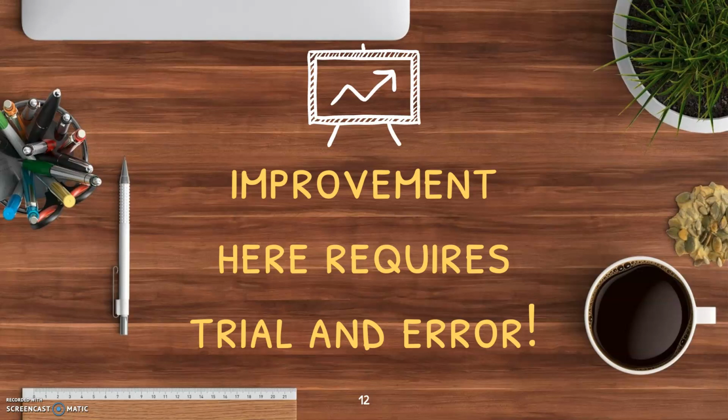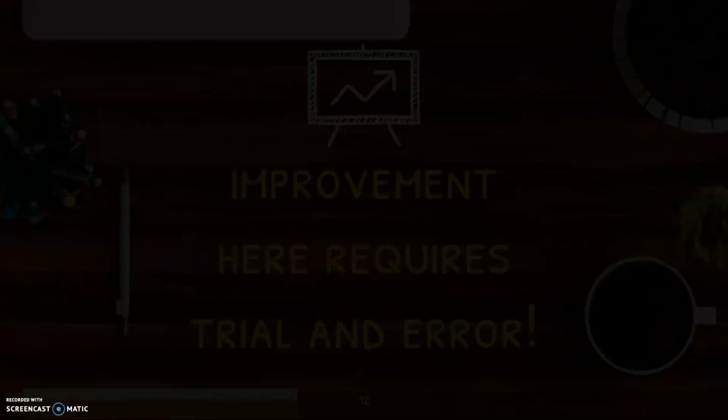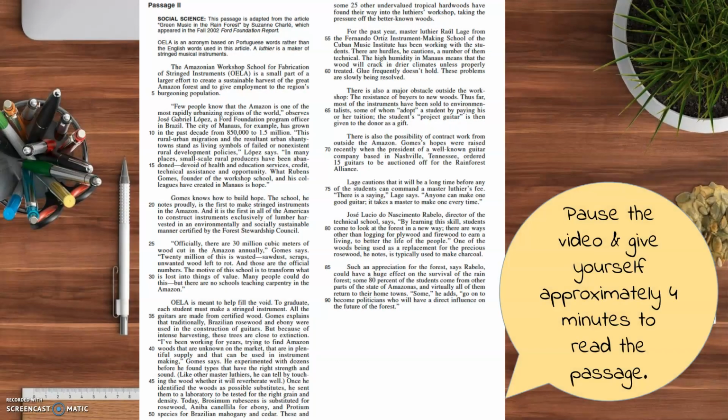Now we're actually going to do some practice ourselves. So take a look at the following passage. It's a social sciences passage. Go ahead and pause the video and give yourself approximately 4 minutes to read, and then we'll pick up with some examples.